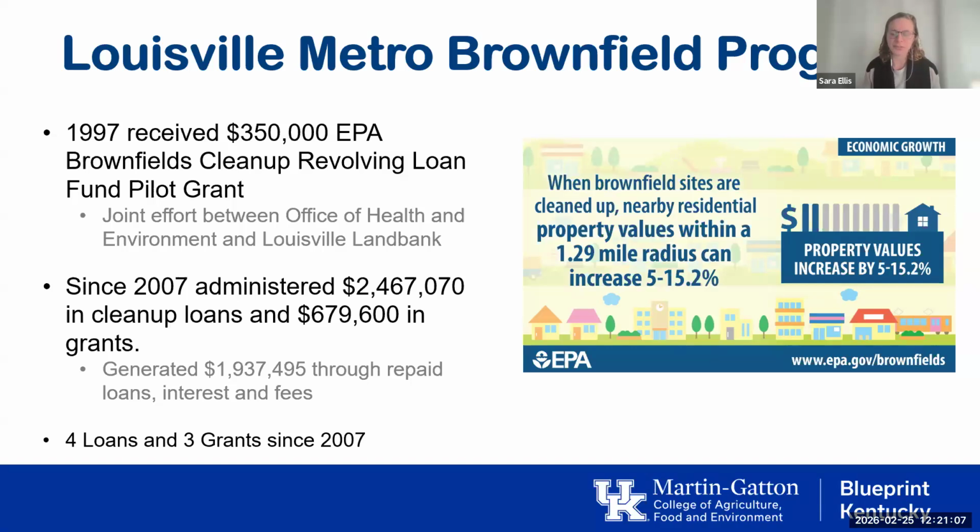So I wanted to start out by just giving you a little background on our program. Different programs are going to look different, but this is the way that Metro has been operating and the money that we've received. I think we're one of the older revolving loan fund recipients in the country. We've been doing this since 1997 when we got an initial grant. And then in 2007, we received a larger grant that we've actually been revolving since that time.